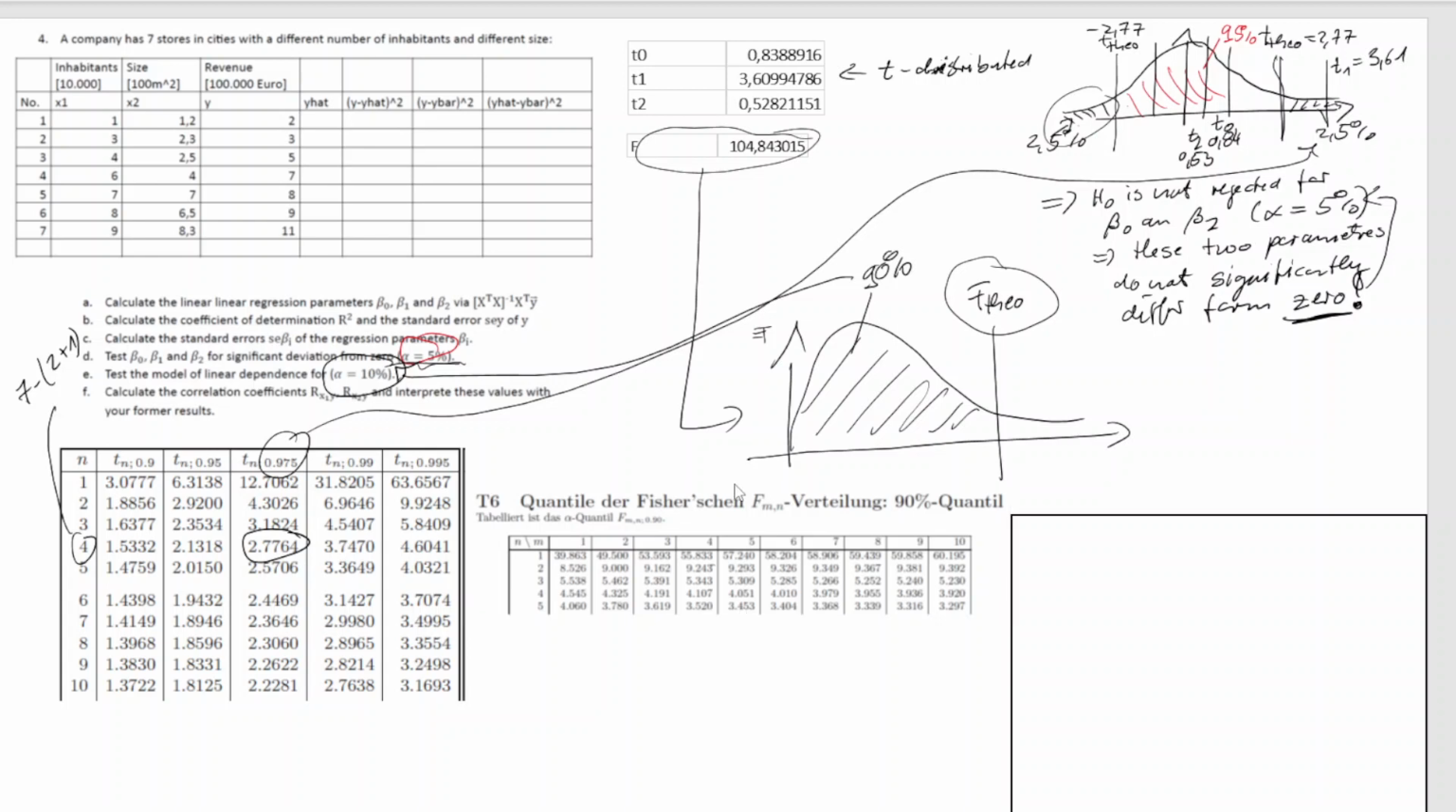We have this point here, 2 and 4, and we are at 9.32. So this is then 9.29, and we are somewhere here on the right with F empirically equals 104.